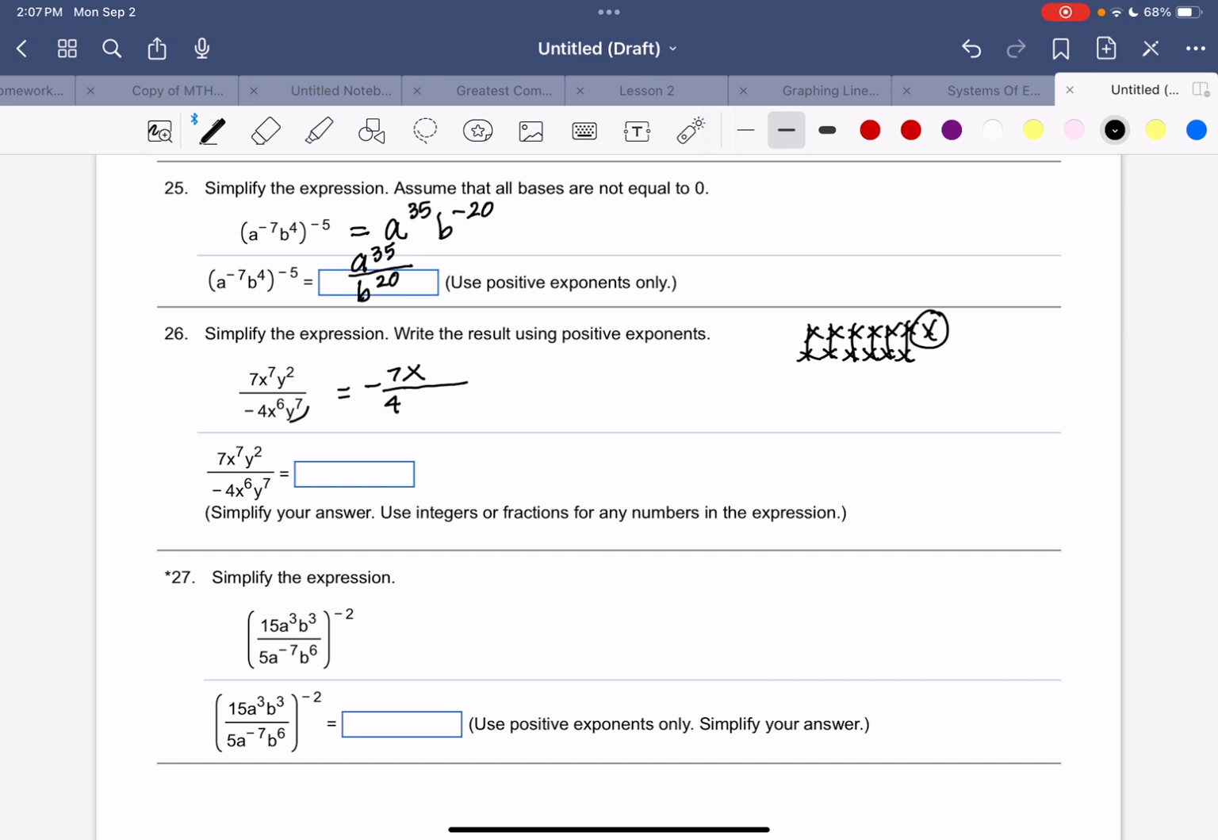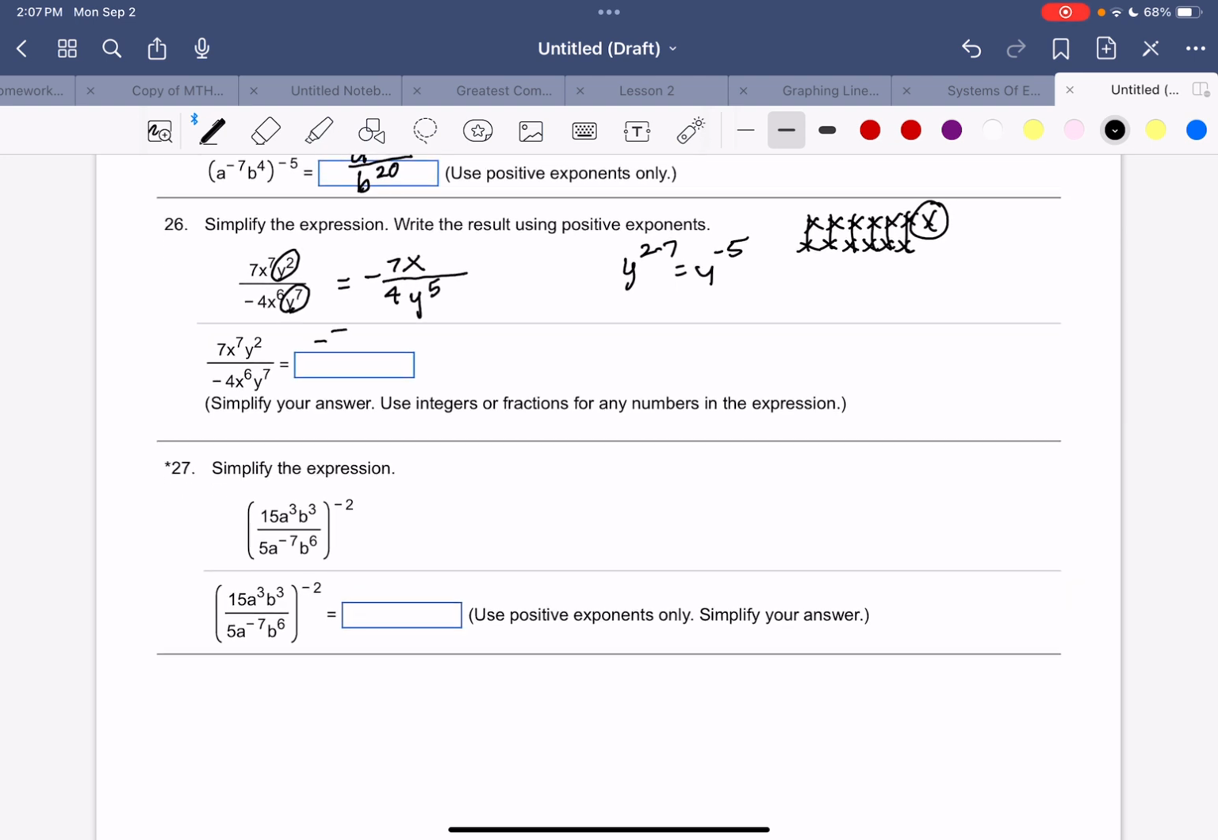But look, I've got 7 in the bottom, but 2 in the top. That's going to leave a y to the 5th in the bottom. I subtract y to the 2 minus 7 is y to the minus 5, but because it's negative, it ends up in the denominator. So that one is negative 7x over 4y to the 5th.